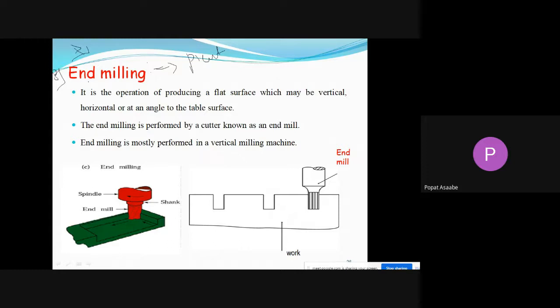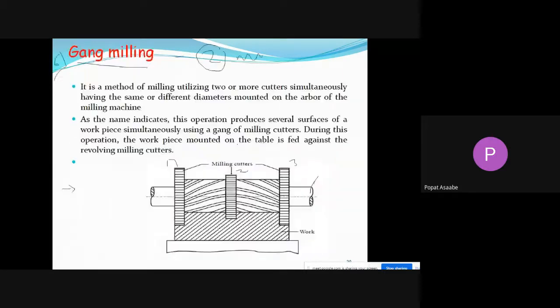That surface will be vertical, horizontal, or at any angle. Then to perform end milling, an end mill cutter is used. Now I will show you what is meant by an end mill cutter, or how it looks.